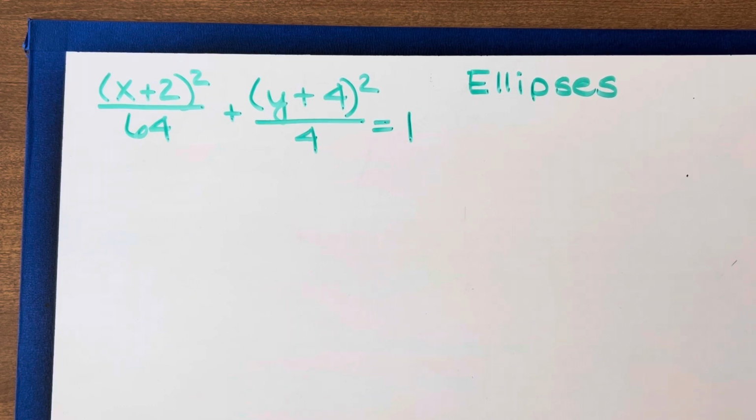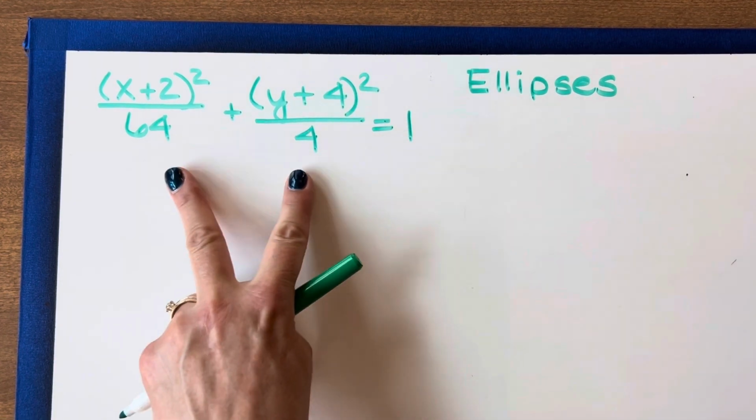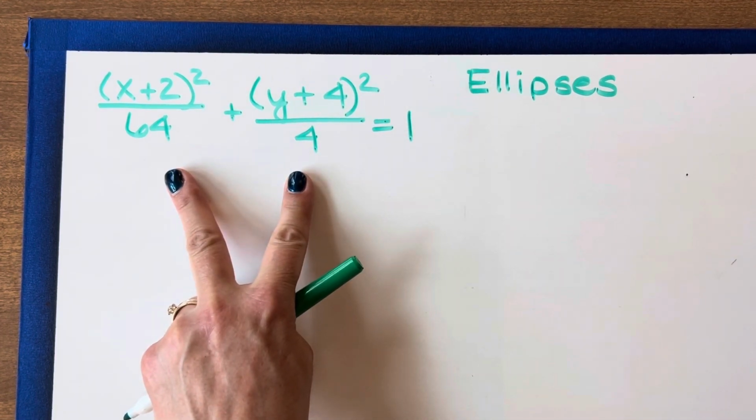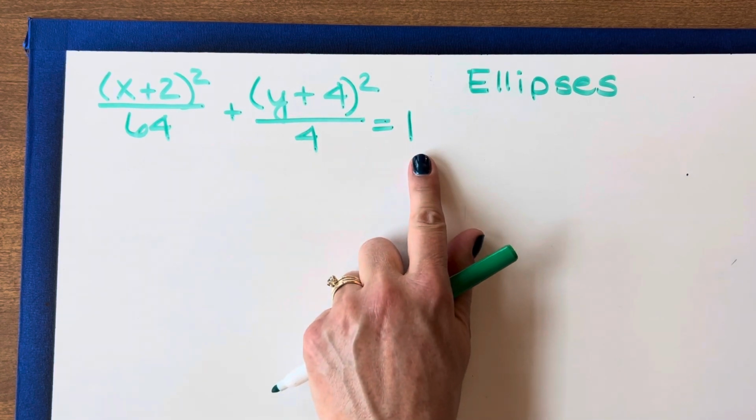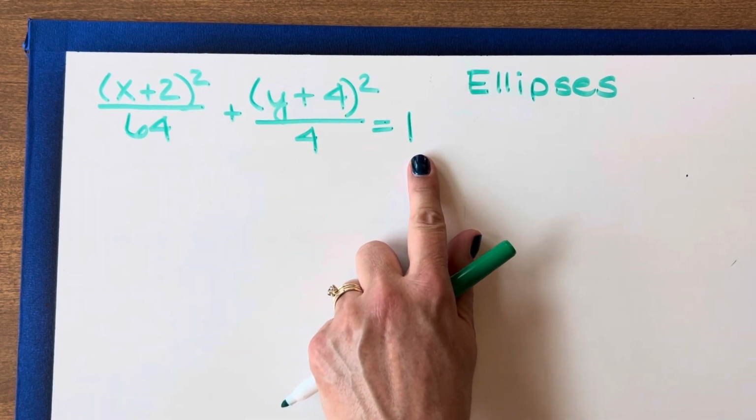Today's topic is ellipses, and you can see that we have our first equation right here. So let's get started. It is (x plus 2) squared over 64 plus (y plus 4) squared over 4 equals 1. In an ellipse, the two denominators are going to be different numbers, and your equation should always be equal to 1 before you begin.